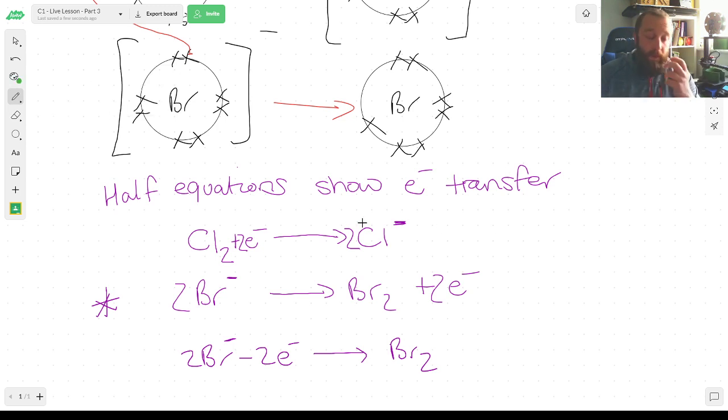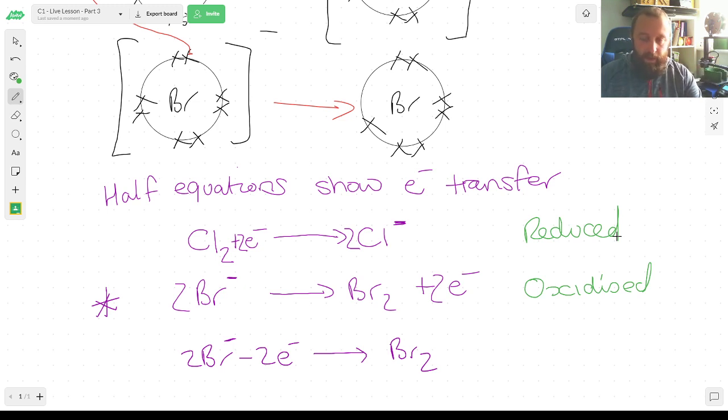Now, remember we wrote down that oxidation is the loss of electrons. Bromine is losing electrons. So we can say that bromine is being oxidized. So we've got oxidation happening here. Reduction is gain. So chlorine is being reduced because it's gaining electrons.